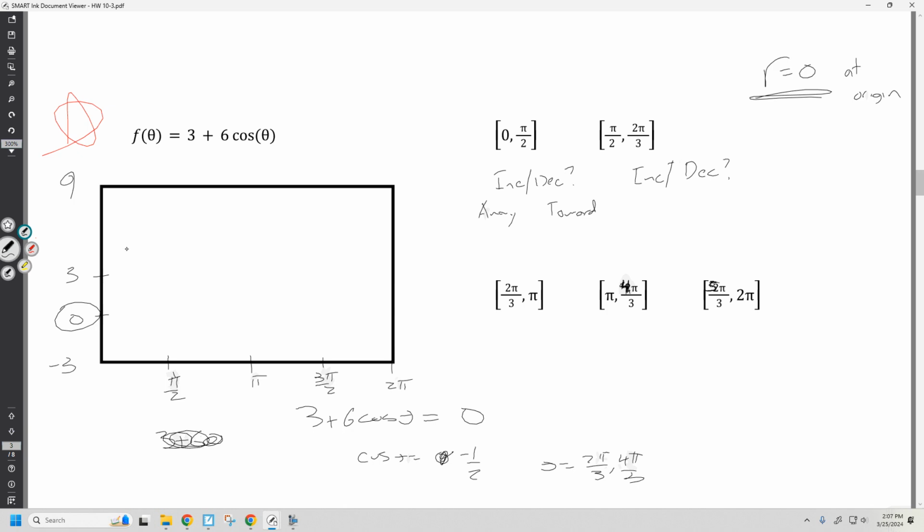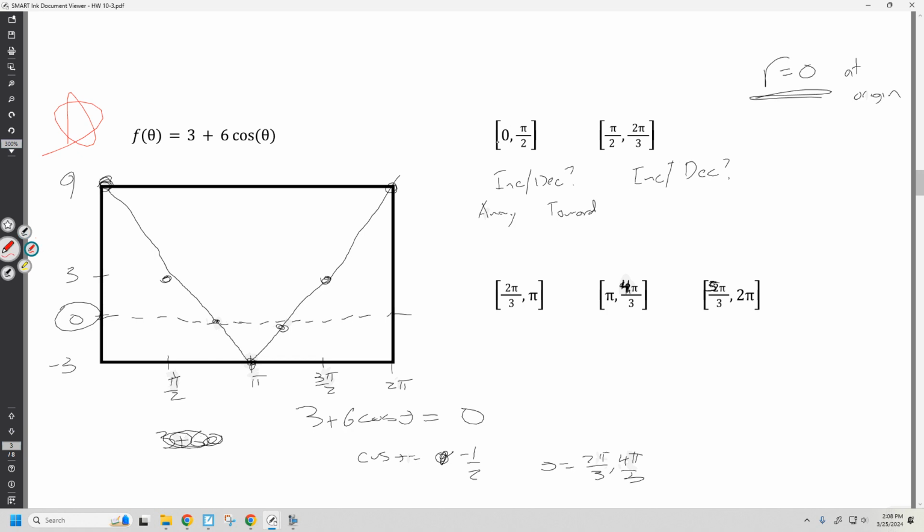So we got max, midline. We got a 0 at 2 pi over 3. We got a min. We got a 0 at 4 pi over 3. We got a midline. We got a max. This represents the origin when r is 0. If we're going towards the origin, our value should be getting closer to 0. If we're going away from the origin, our value should be getting further away from 0. So, this is a horrible graph, but thank you.